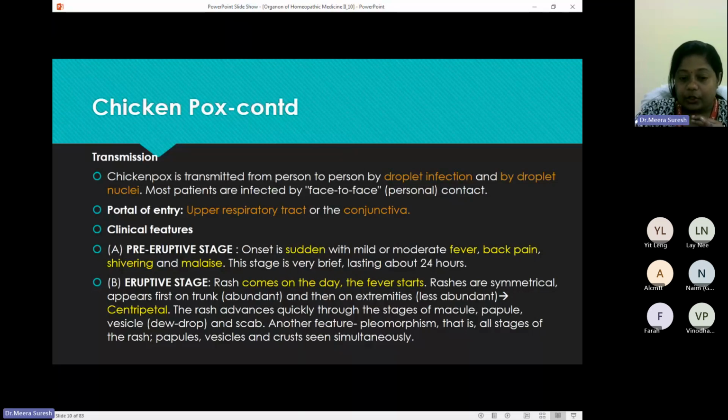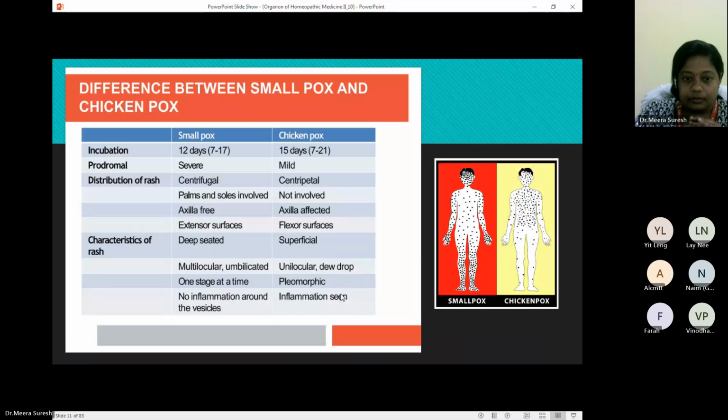The rash advances quickly through the different stages of macule, papule, vesicle, and scab. And another feature is pleomorphism. Pleomorphism means all these changes we could see in the same patient simultaneously. Whereas in smallpox, we see each case progressively only, not together. So these are the differences between smallpox and chickenpox. You see the patient, how the appearance will be.